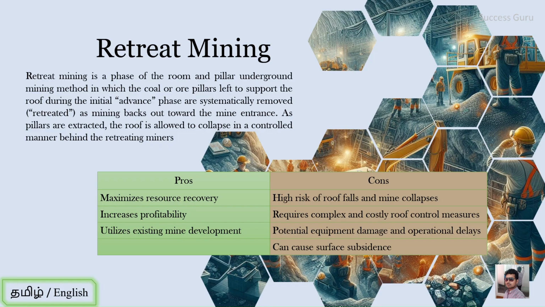The next one is potential equipment damage and operational delay. This sort of retreat mining is obviously very dangerous, as I mentioned with the roof fall. That could lead to property damage as well as loss of life at times. So that is the main disadvantage here. And this can also cause surface subsidence, as you are leaving it for controlled collapse, that could lead to subsidence on the surface. So these are the disadvantages of this method. This is a generalized idea about retreat mining.